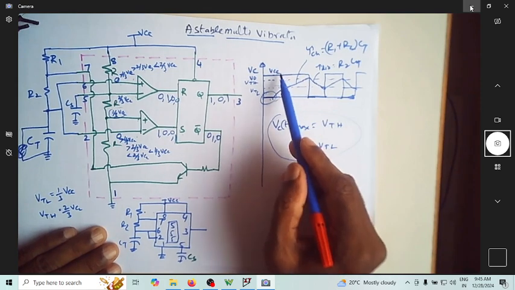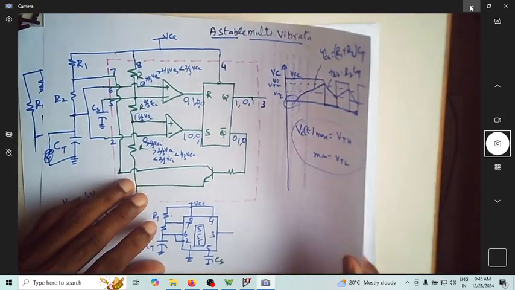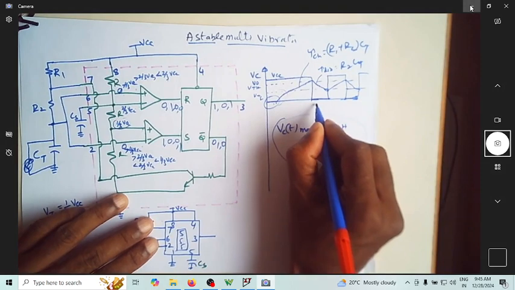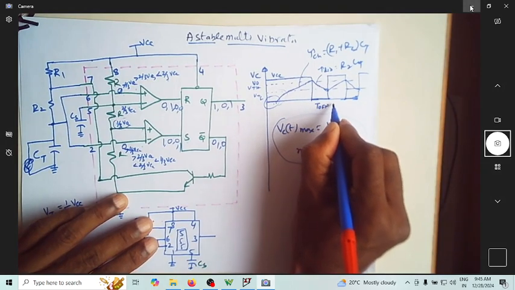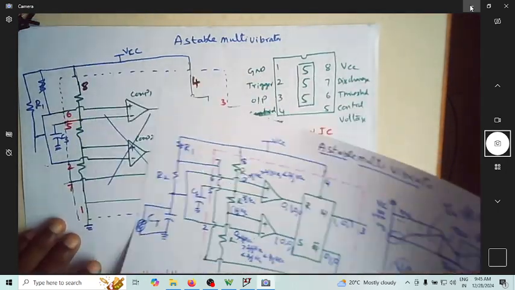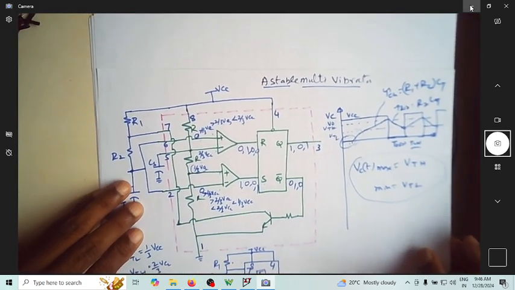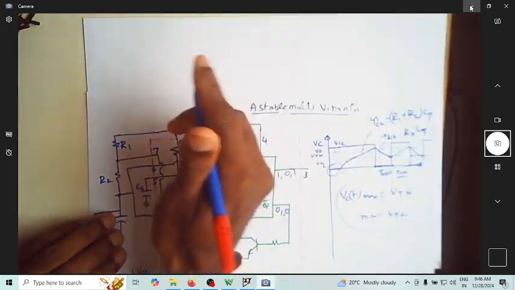The output voltage is VCC and 0 volt. Okay, we need to find out what T off and T on time are. For that, we have to use the capacitor equation of charging and discharging and find the expression for the on time and the off time. So let us have this circuit and the waveforms. We are supposed to find this now.